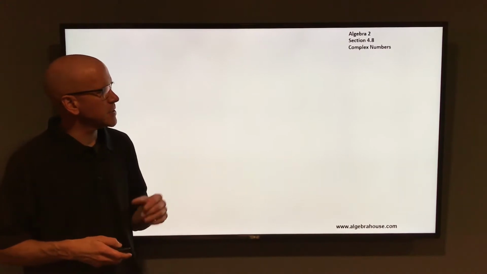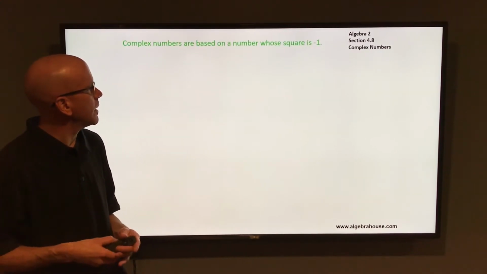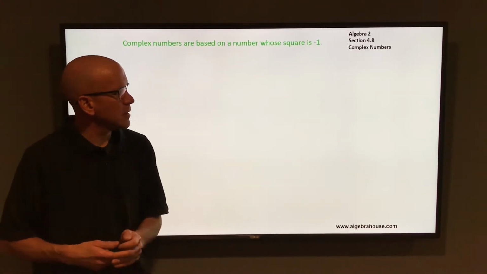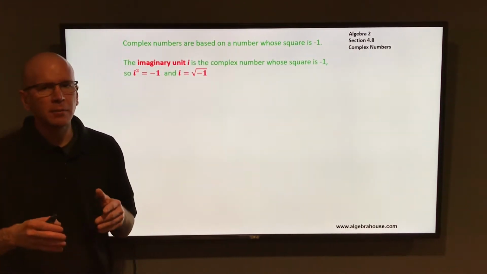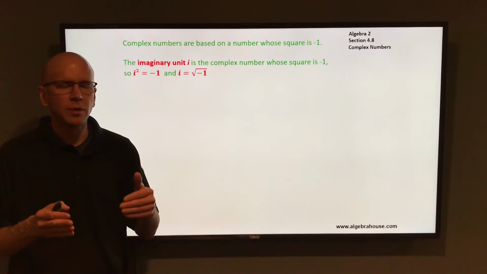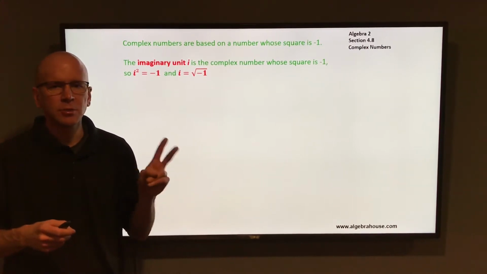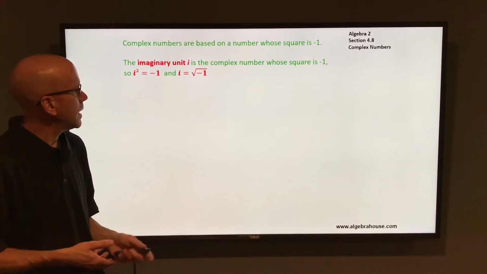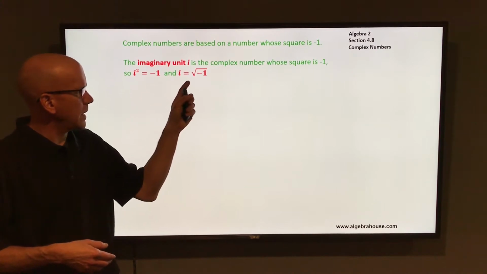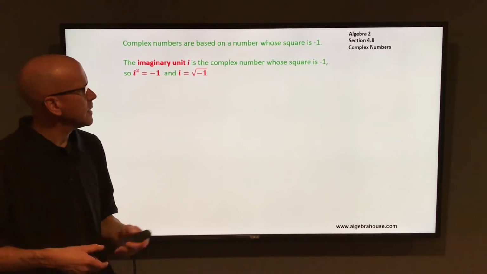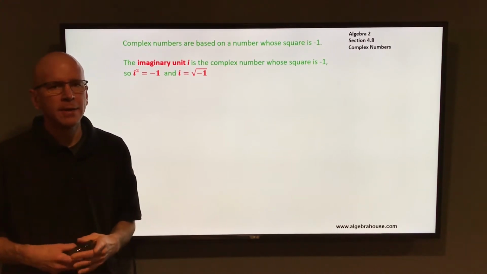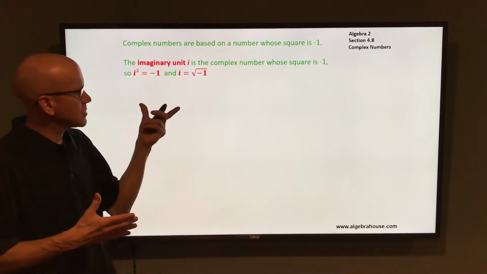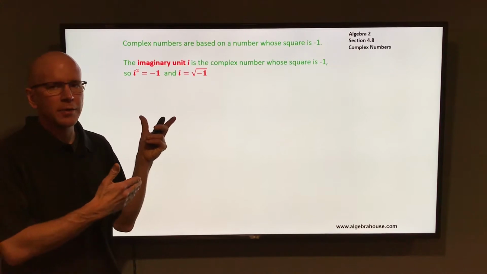That's why complex numbers were invented. Complex numbers are based on a number whose square is negative 1. So when you're dealing with imaginary numbers or complex numbers or taking the square root of a negative number, there's just two simple rules you have to remember. I squared equals negative 1 and I equals the square root of negative 1. The imaginary unit I is the complex number whose square is negative 1. Just two simple rules. And if you remember one, you can get the other.